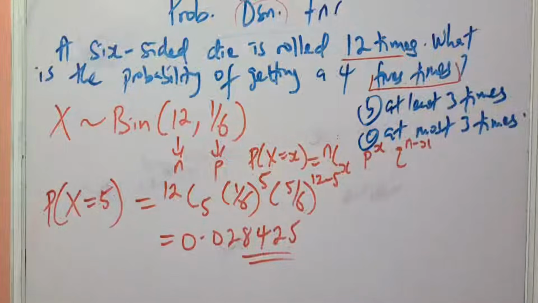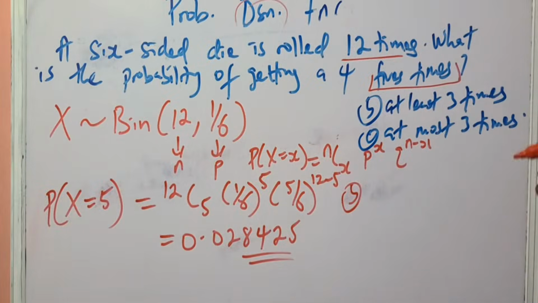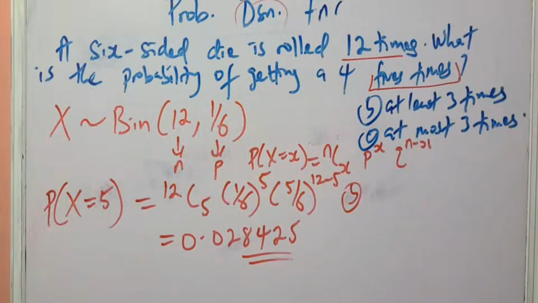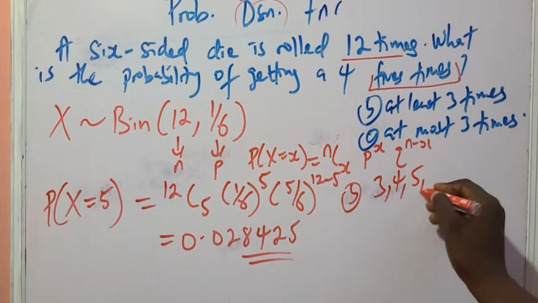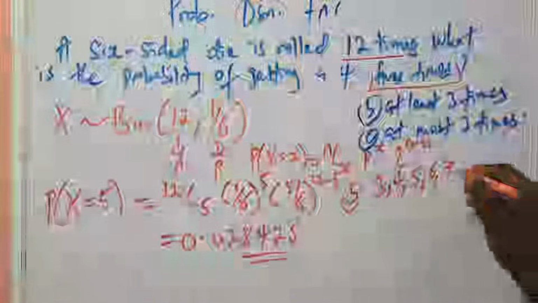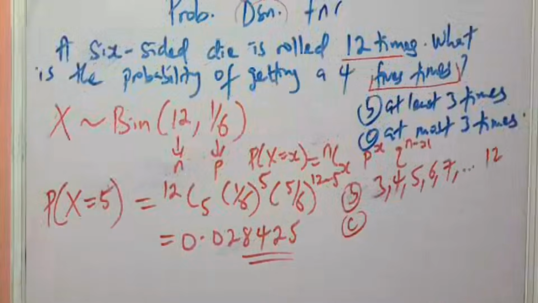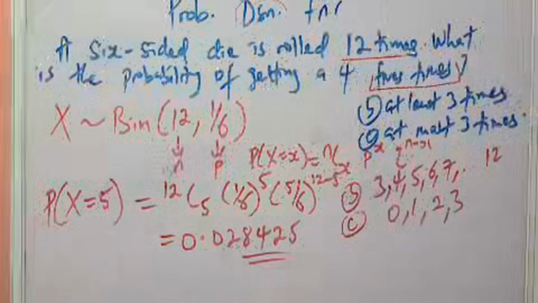Just as a tip, this is going to be your take-home assignment, your exercise. For at least 3 times, obviously, the least you must have is 3, and you have 12 experiments, so at least 3 times is going to be really big. Those of you that have started doing it have noticed that at least 3 times means you'll be having 3, 4, 5, 6, 7, up until 12. At most 3 will be 3, 2, 1, and 0.